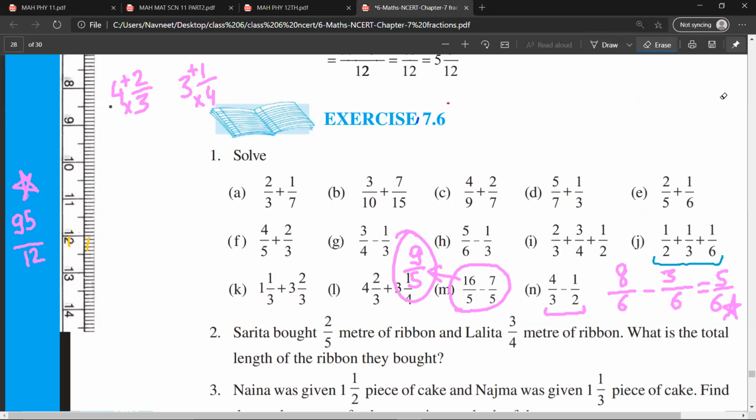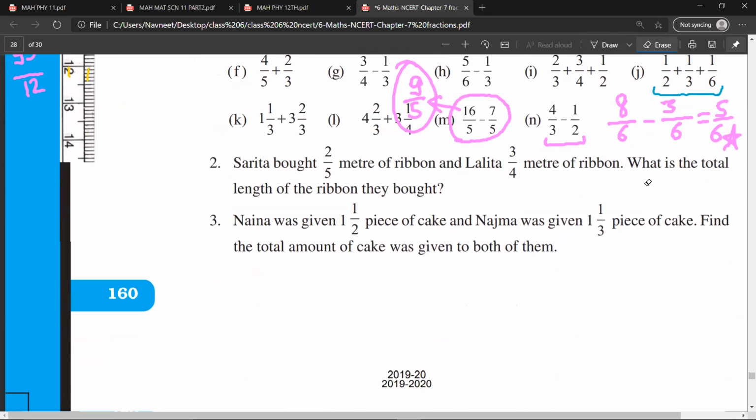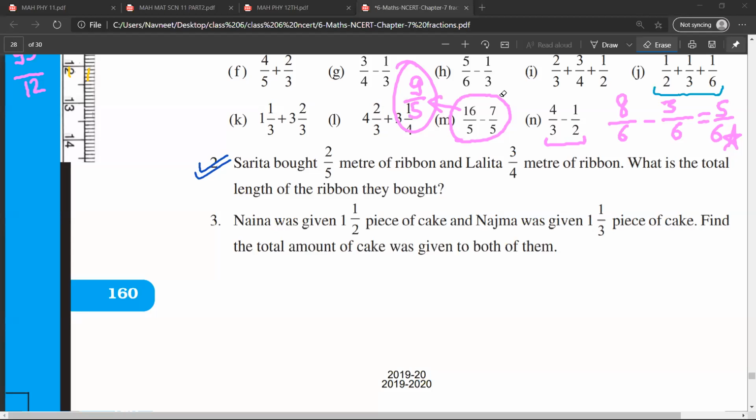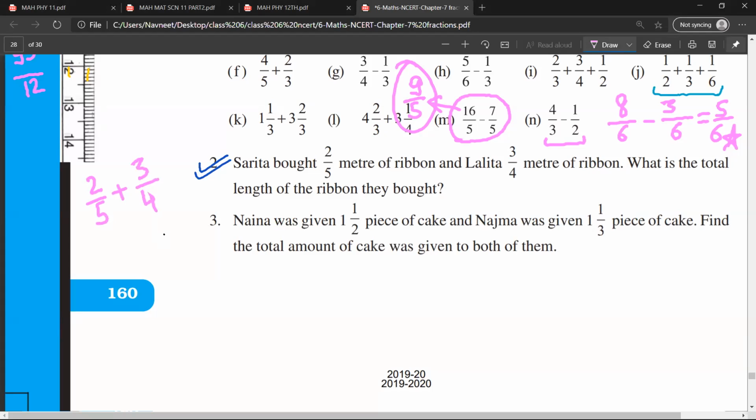Okay. So now we'll do this word problem, question number 2. Try to do this. Sarita bought 2/5 meter of a ribbon and Lalita 3/4. What is the total length? So I need to add 2/5 and 3/4. What would be the LCM? 20.